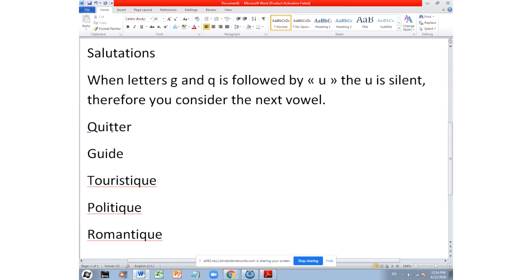So I said when letter Q and letter G are followed by letter U, the U is silent. So this one is said as kit, not quit. It is kit. Gid, not guid, gid. Then we say touristic, touristic. U is silent, and this is also, remember, always silent based on the explanation we gave. So we say kit, gid, touristic, politic, romantic, romantic. So basically, that's what I wanted to say based on that.